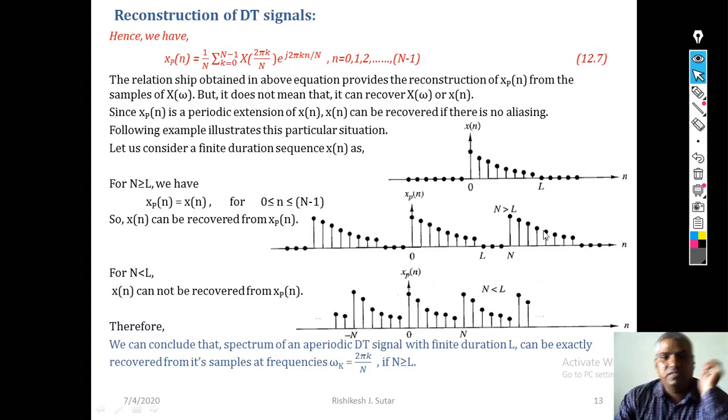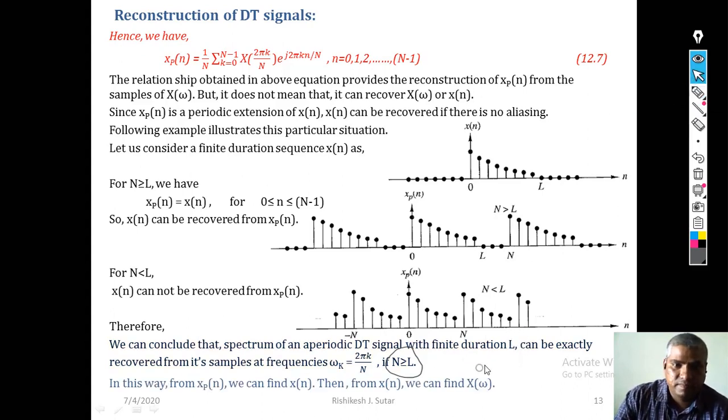Therefore we can conclude that the spectrum of a discrete time signal with a finite duration L can be recovered from its samples at frequencies wk equal to 2 pi k by capital N if and only if N is greater than or equal to L. So in this way, from xp of n, we can find x of n, provided capital N is greater than or equal to L. And once I get this x of n, I can find out x of omega. So that's it for this session.